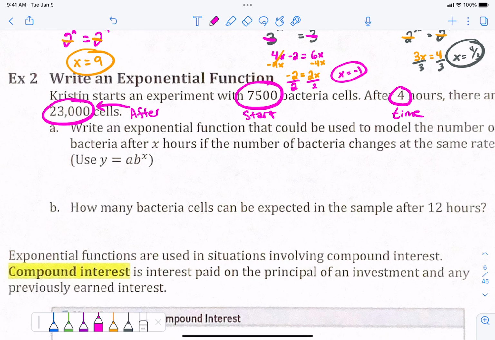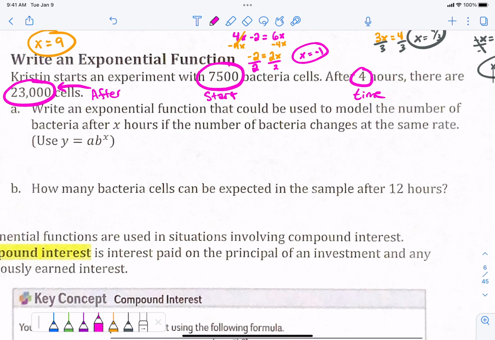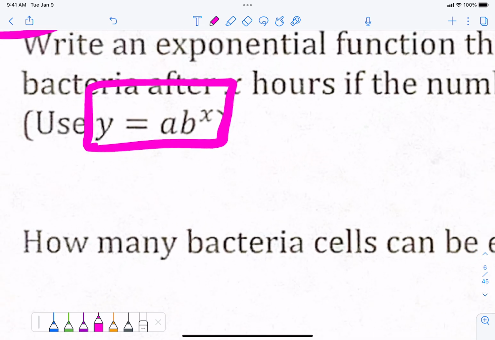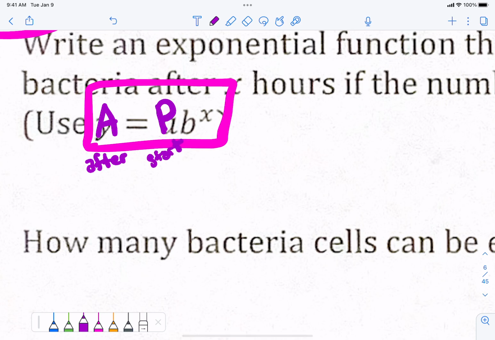That is crazy. Okay, write an exponential function that could be used to model the number of bacteria after x hours. I don't like the variables that they use because I'm not used to using those variables. So y, we usually call A. That's the after amount. So if you want to change your variables, change that to A. Do you remember what we usually call little a in this problem? That's the starting amount, which we usually call, you remember? We did this like one problem last week.